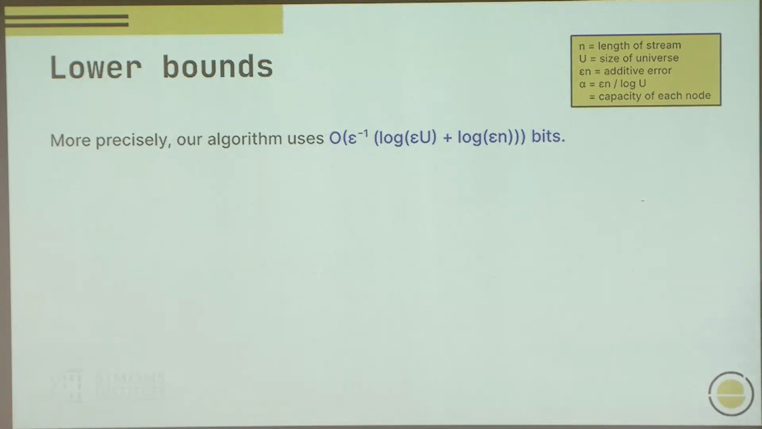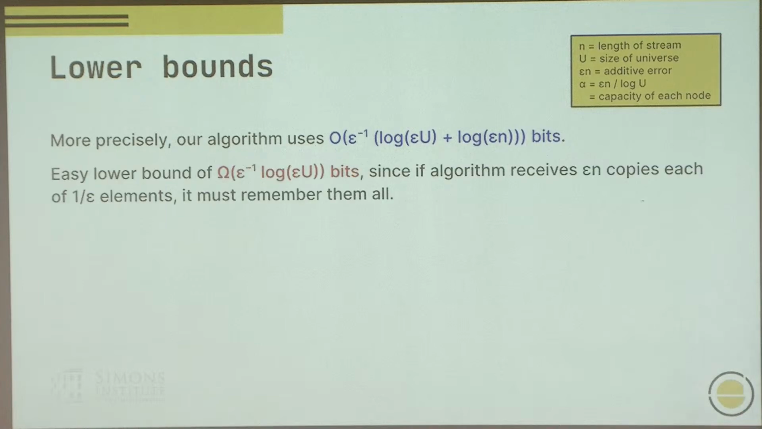Okay, so you can ask, is this the best you can do? And there is an easy lower bound. One of these lower bounds is easy. If you give the algorithm just epsilon n copies of a bunch of elements of the universe, you basically have to remember some unordered set of 1 over epsilon elements of the universe. So that's u choose 1 over epsilon, which comes out to about epsilon inverse times log epsilon u bits. So that's like 1/2 of the lower bound.